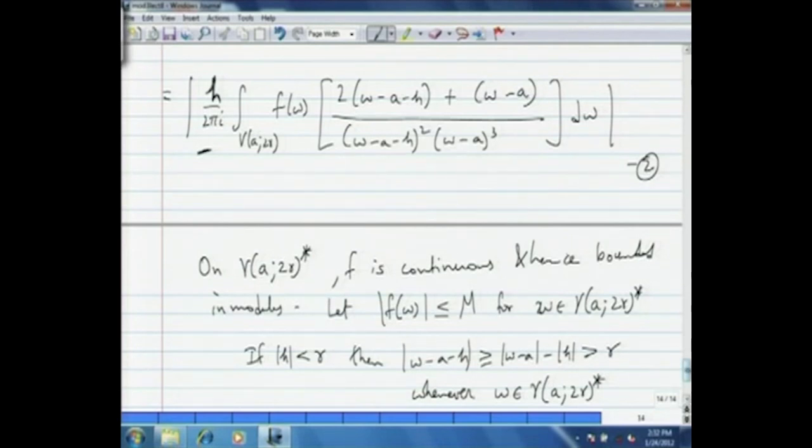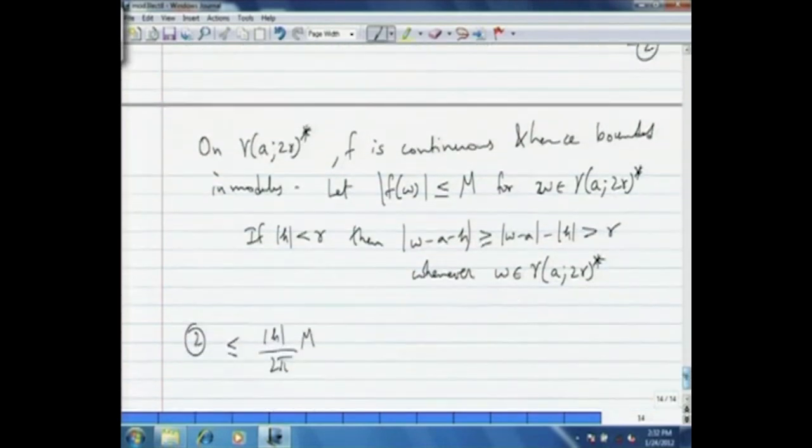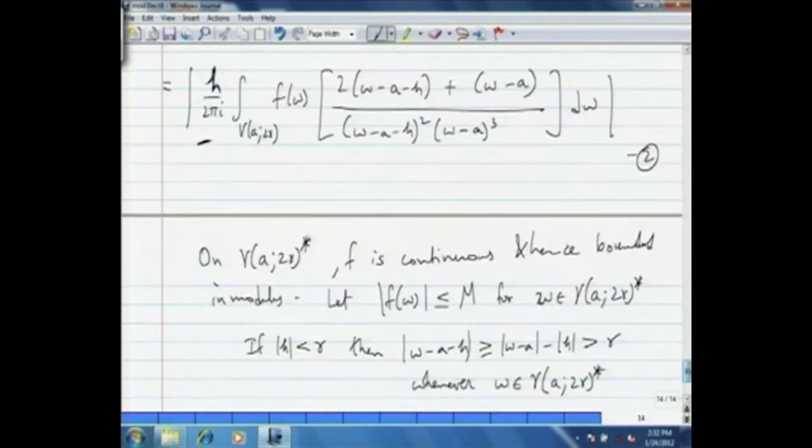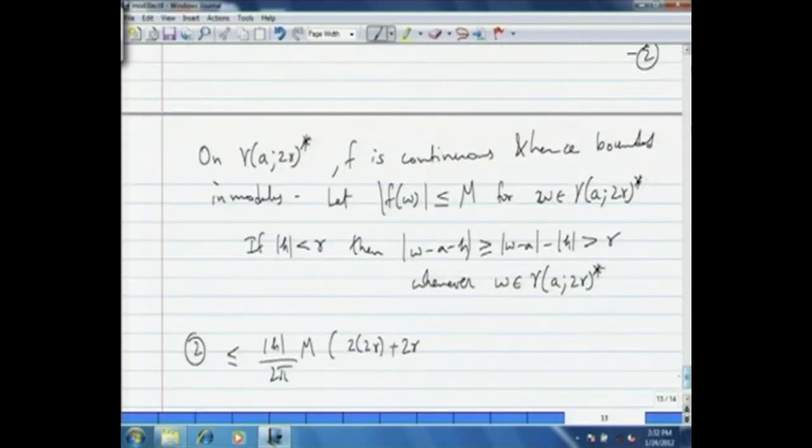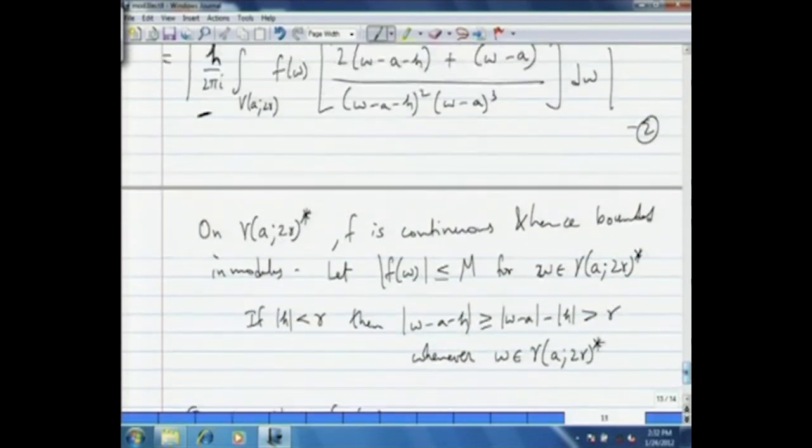So, that is definitely less than or equal to 2 times r, okay, 2 times 2 times r plus 2 times r. So, this in modulus is less than or equal to 2r definitely, and then this in modulus is less than or equal to 2r. So, I have 2 times 2 times r plus 2r for the numerator, and for the denominator I will use all this here.